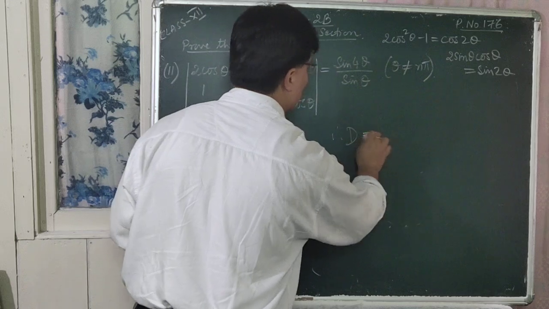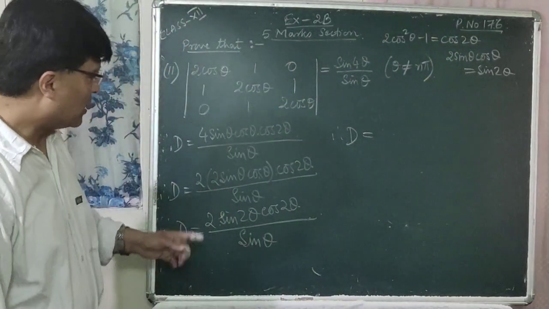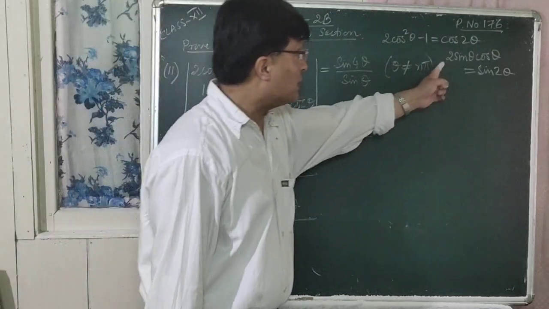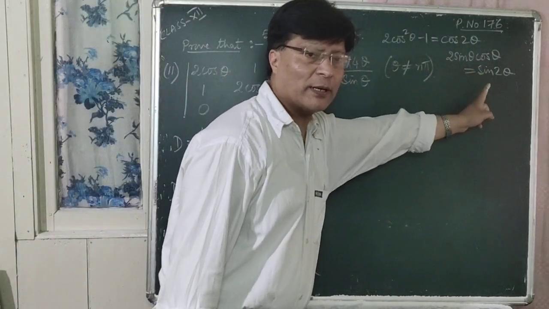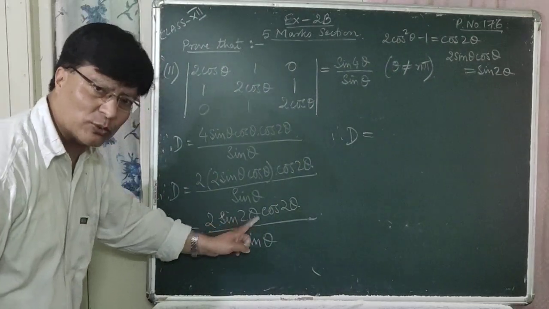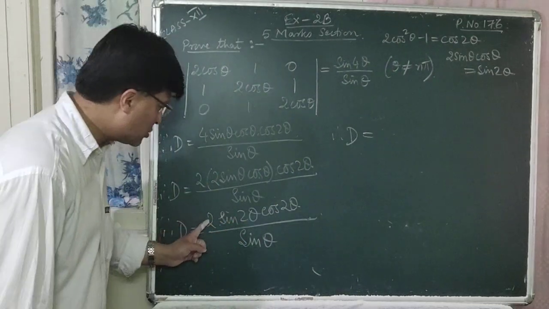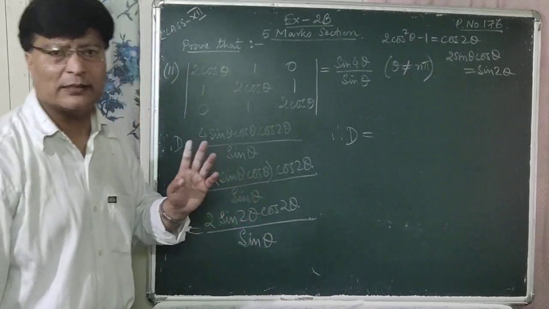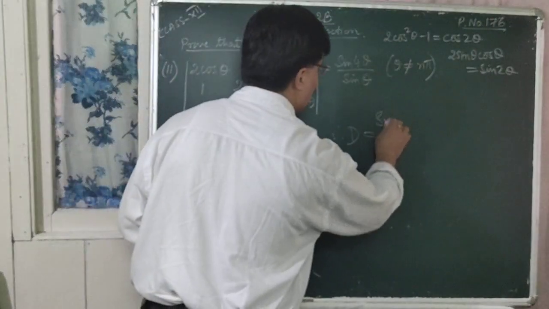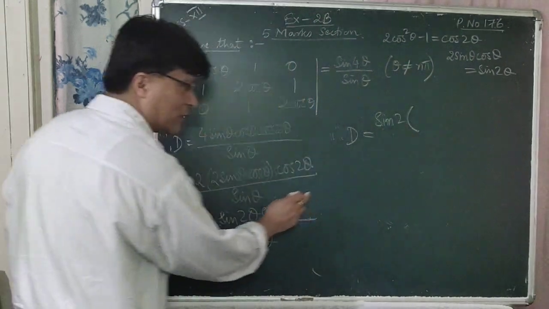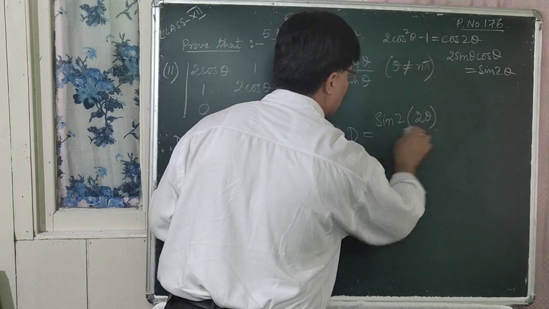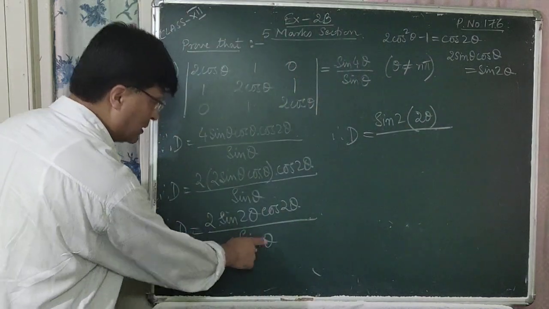Therefore D is equal to, now again you can use the formula 2 sin θ cos θ. If there is 2 sin θ cos θ, what is the formula? Sin 2θ. Here also instead of θ there is 2θ, isn't it? If it is 2 sin θ cos θ, then you can write sin 2θ, but in this case it will be sin 2 into, what is θ in this case? 2θ.